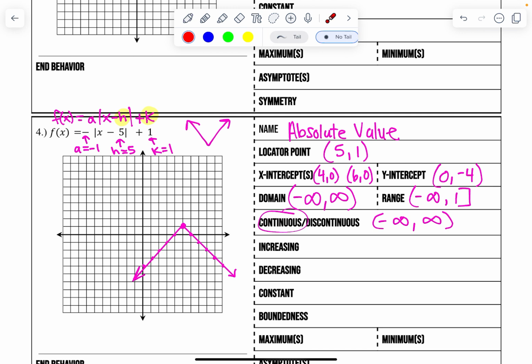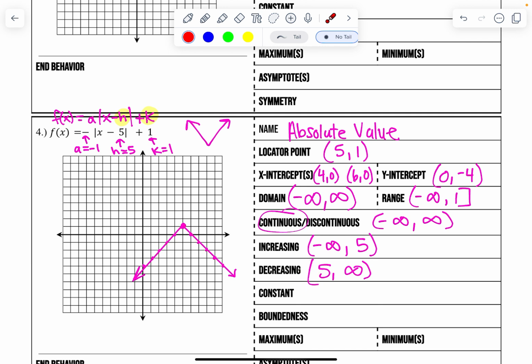For increasing and decreasing, put your finger on the left side of the graph and just follow the graph and describe where you're headed. So I'm headed up, but then suddenly I'm headed down. So this portion is increasing, this one is decreasing. So it's increasing, and remember we're describing this with domain intervals from left to right. So it's increasing until right here at 5, and then after that it is decreasing. And we're always using parentheses here because at 5 it's not increasing or decreasing.